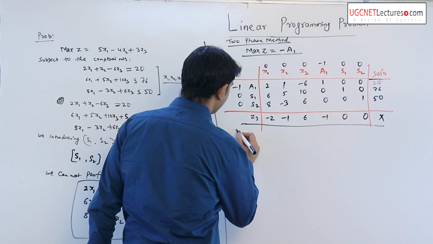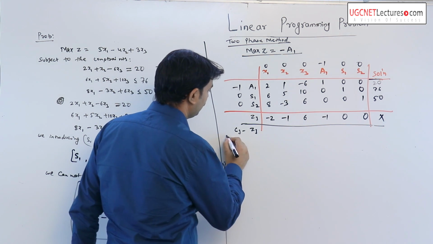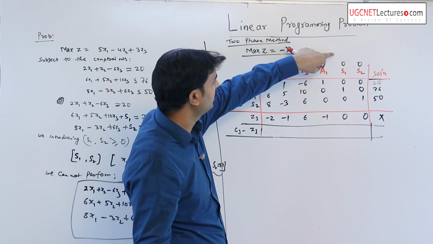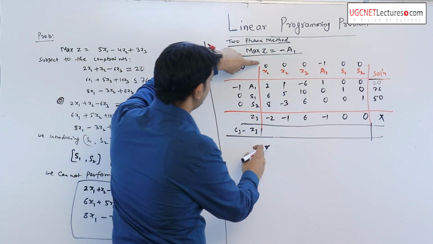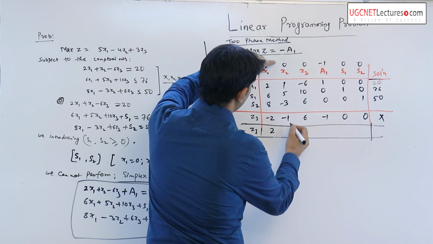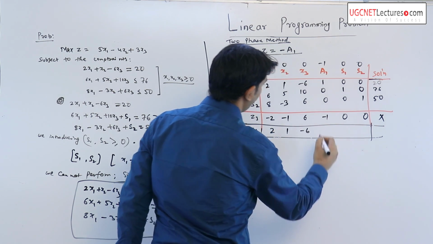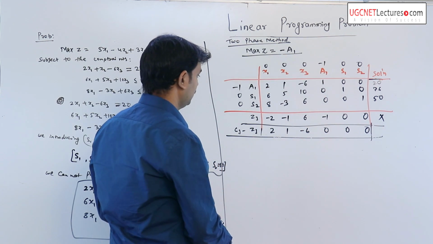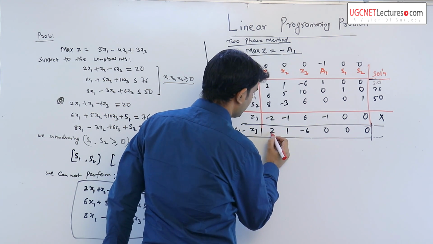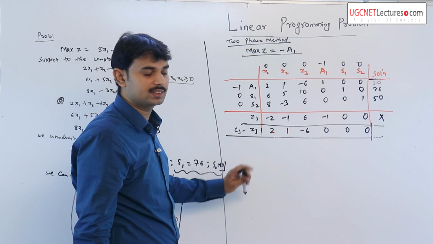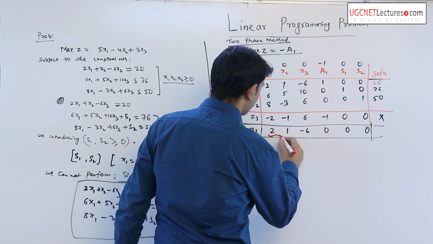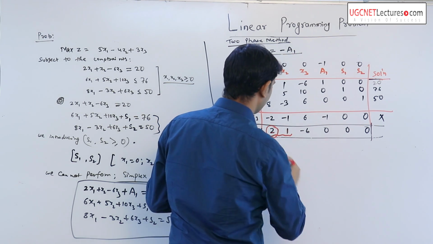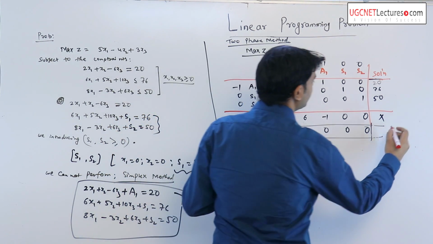Now for the optimality criterion, we find Cj minus Zj. Cj is the coefficient of the objective function and Zj we already wrote here. So 0 minus -2 is 2, 0 minus -1 is 1, 0 minus 6 is -6, -1 plus 1 is 0, 0 and 0. The positive values 2 and 1 are present in the Cj minus Zj row. So we choose the maximum among 2 and 1. Here 2 is the maximum, meaning x1 will enter the basis.